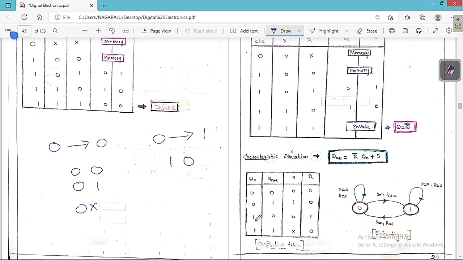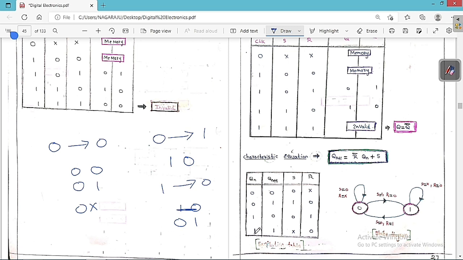Similarly, if I want to change from 1 to 0, then what do I have to do? Suppose you want to change from 1 to 0, then as I already told you, you have to give S equal to 0 and R equal to 1. Because if we do S equal to 0 and R equal to 1, then 1 is going to change to 0. So this is the thing that you always have to keep in your mind.